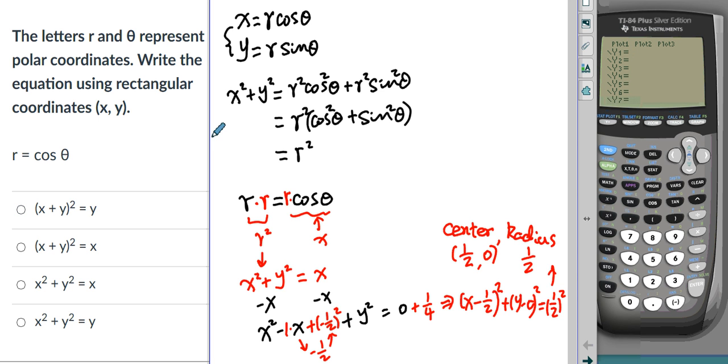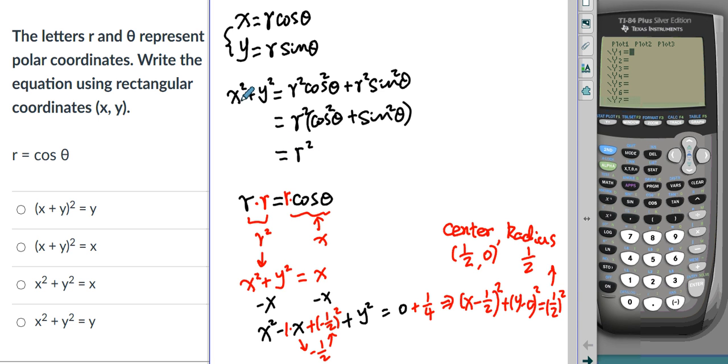How are we going to think about this? There are two identities. One is x equals r cosine theta, y equals r sine theta. Another one is actually x squared plus y squared equals r squared.